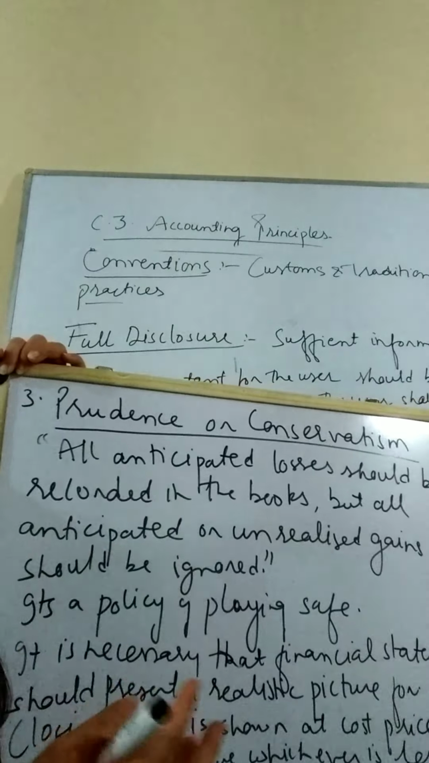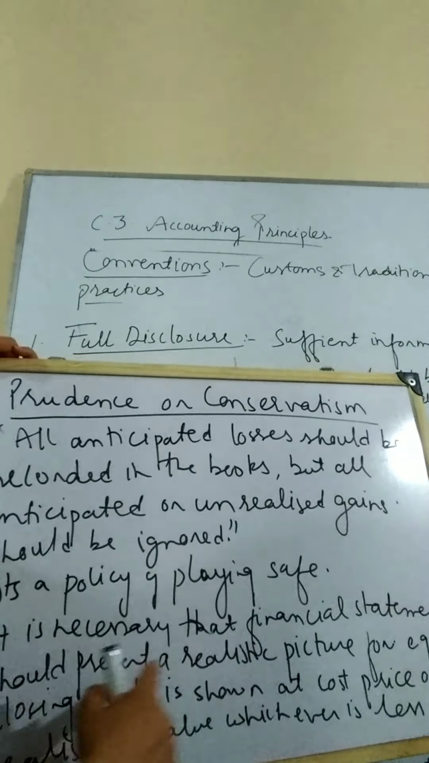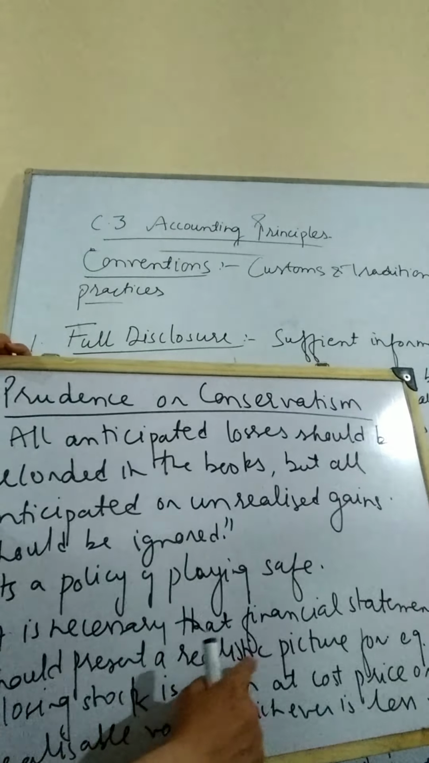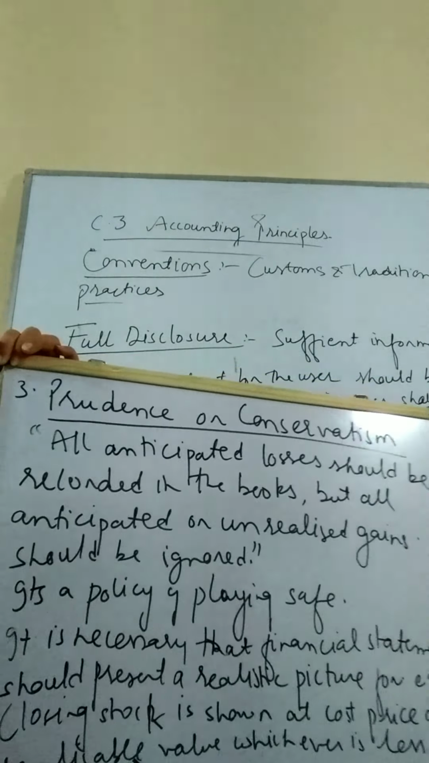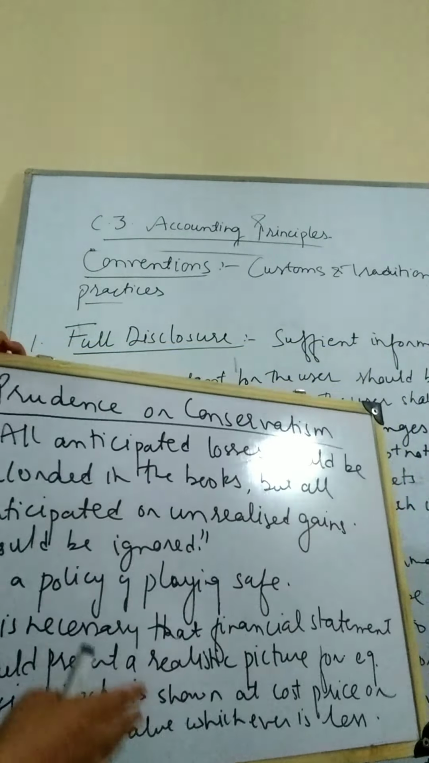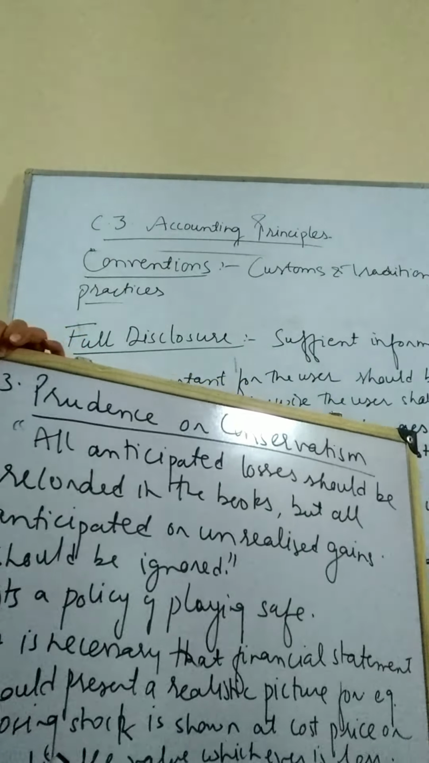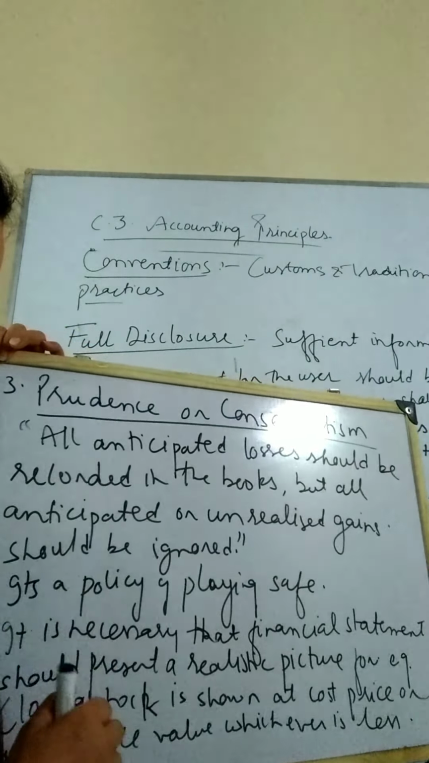So there is no overestimation of profits. It is necessary that a financial statement should present a realistic picture. It is very important that the financial statements which we are making should present a realistic picture rather than only having a dreamy situation that we are going to make such profits in the future. So it should show the realistic picture.